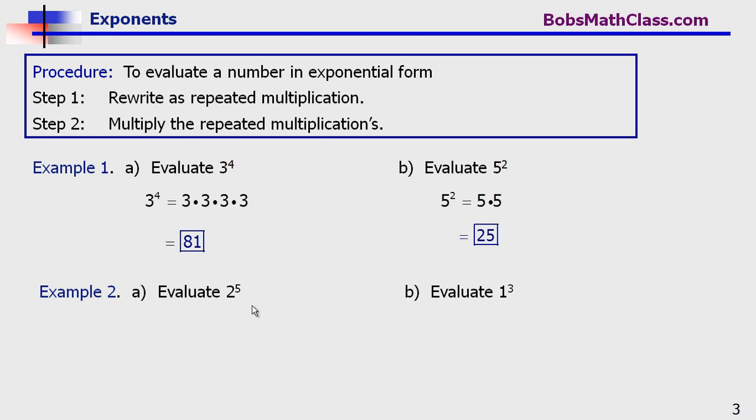Next one is 2 to the fifth. So that's 5 2's. 1, 2, 3, 4, 5. So multiply those. 2 times 2 is 4. 4 times 2 is 8. 8 times 2 is 16. And then 16 times 2, 32.